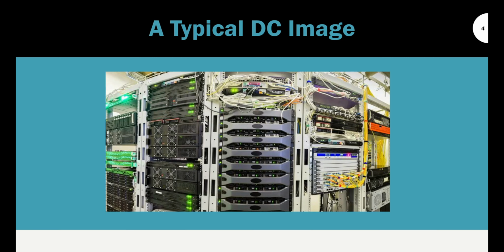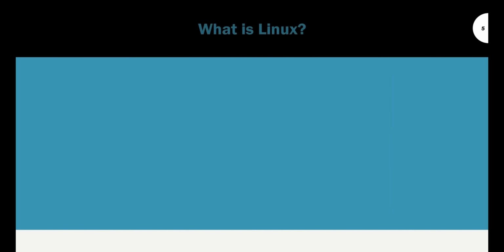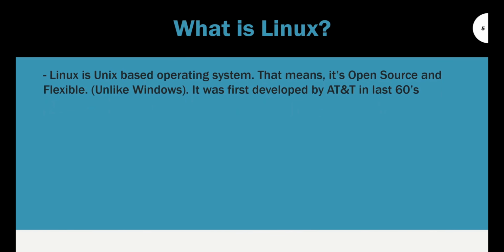So these are some basic day-to-day activities happening in a data center. As now we know what data centers are, let's move forward with Linux operating system. Again, what is Linux? In simple terms, Linux is a Unix-based operating system which was first developed by AT&T in the late 60s.